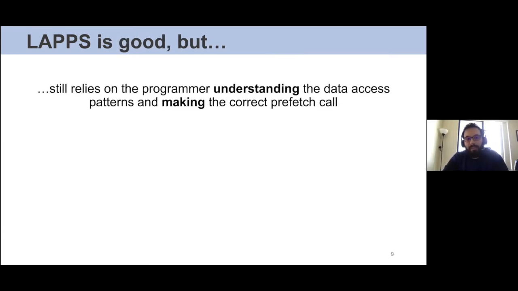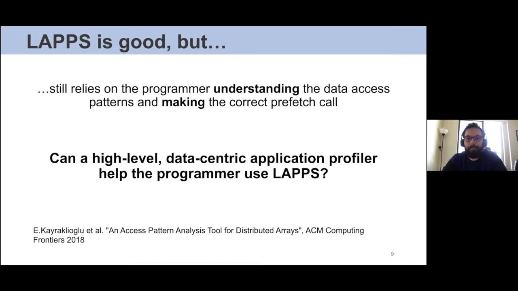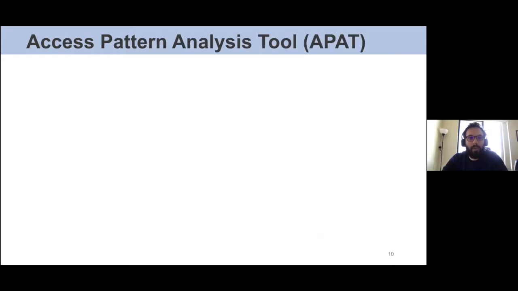So the next thing is, LAPS is good, but it still relies on programmers' understanding and ability to make the correct calls. So the next question that we ask is, can a high-level data-centric approach, or rather a profiler, help the programmer use LAPS or do manual optimizations? The work that we did for that is published in ACM Computing Frontiers in 2018, and it's called Access Pattern Analysis Tool, or APAT.